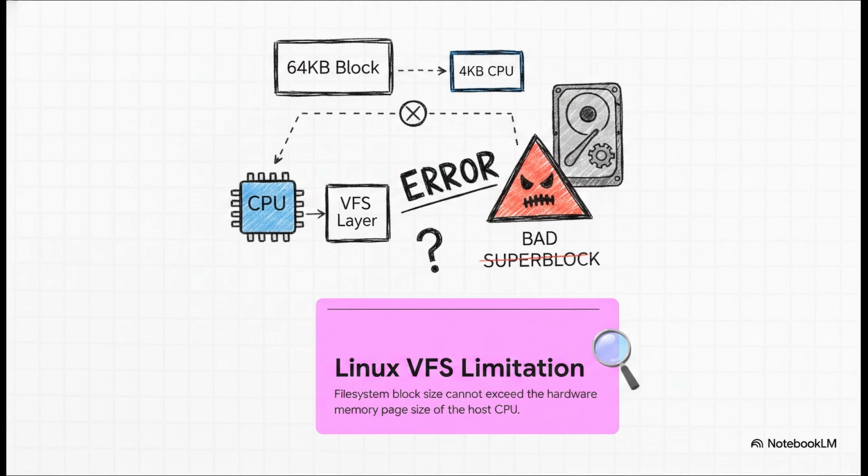A file system's block size absolutely cannot exceed the hardware memory page size of the CPU running the kernel. Because of this rule, the VFS layer flat out refuses to mount a 64 KB block on a 4 KB CPU. That is exactly why it generates that terrifying yet totally misleading bad superblock error.